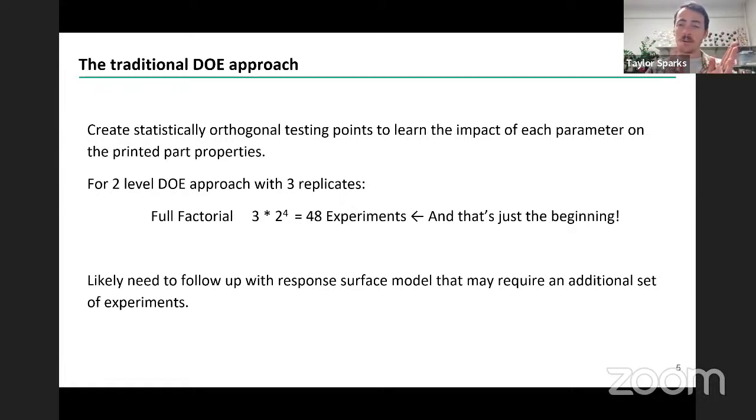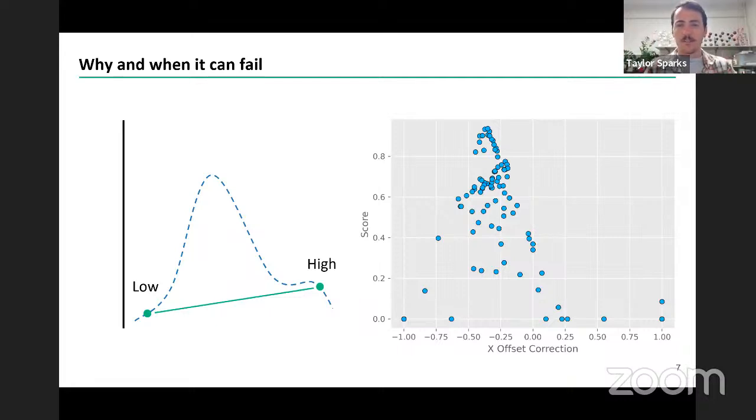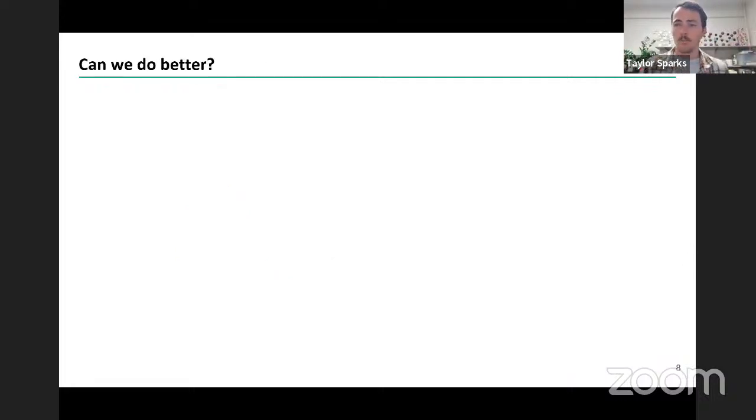Because if you pick a low value and a high value, what if the actual best value is somewhere in between? And this is reality, right? Here's an example of X offsets versus score. If you would have just done low or high, you would have missed the best performance in this case. So this is a problem, and we can clearly do better than just design of experiments in learning our design space, right? So what else can we do?